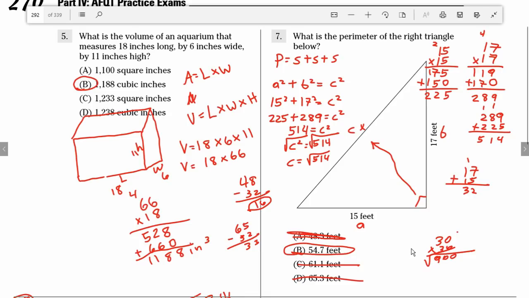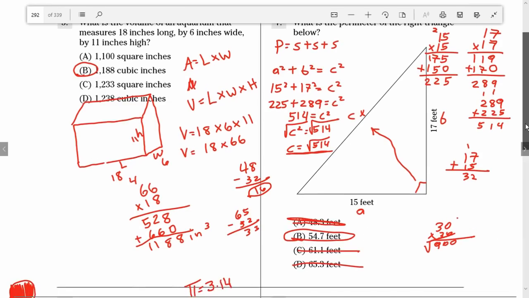Okay? So again, the ASVAB likes to be tricky and force you to think through hard problems. Again, this would make this measure to be about 30. Again, that's 900. That's way too far apart from 514. So again, just use some logic to work through these. You don't necessarily have to do hard math all the time.